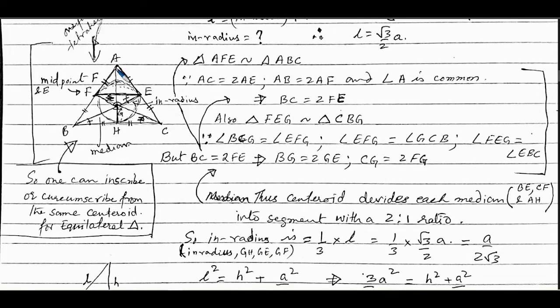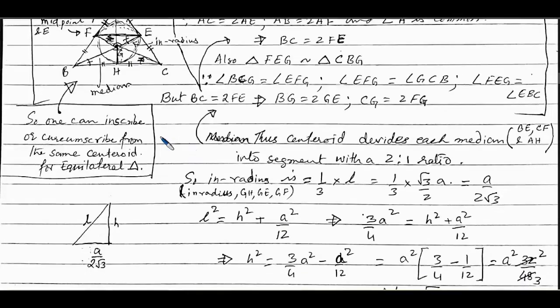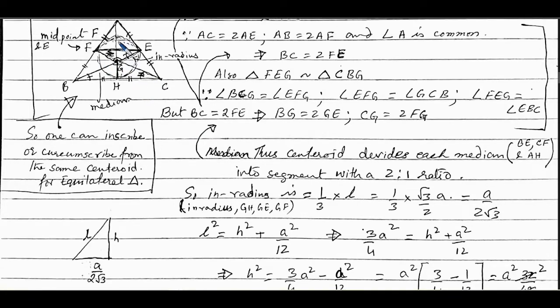So similarly, AH is also a median which passes through this centroid. So the centroid divides each median, this is BE, CF and AH, into segments with a 2:1 ratio. Okay, so this is twice and this is 1. So this is the L.